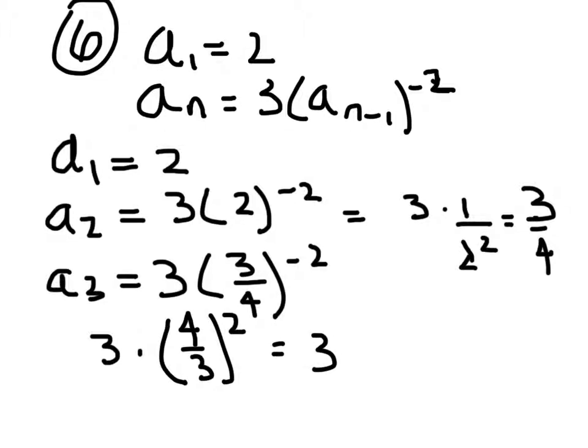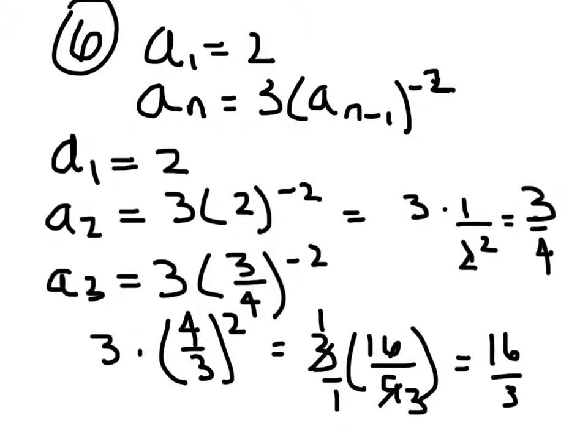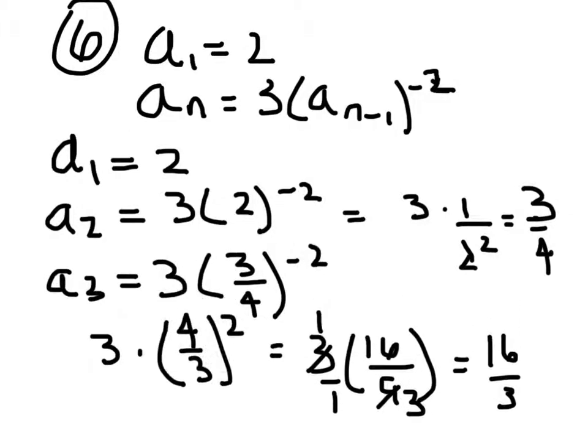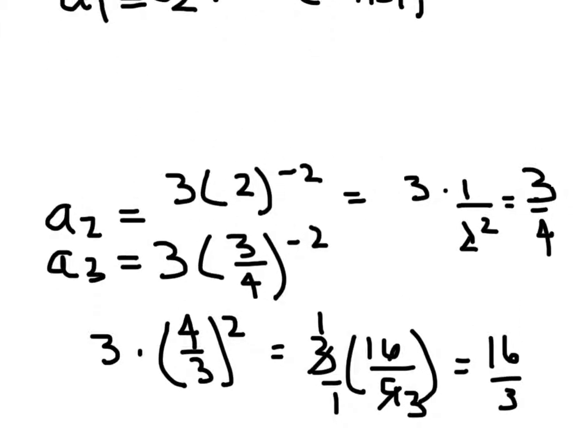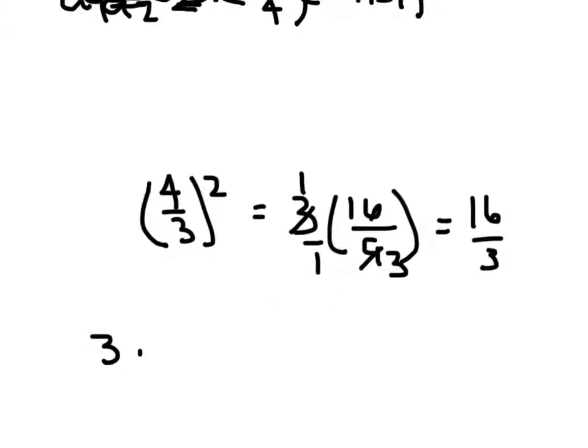And now to raise a fraction to the power of 2, or to square a fraction, you multiply the numerator by itself and the denominator by itself. I can reduce this to get 16/3, which means the first 3 terms are 2, 3/4, and 16/3. I have 3 terms, but I have to be careful because the question asks me to find the next 3 terms. So I'm not done yet.